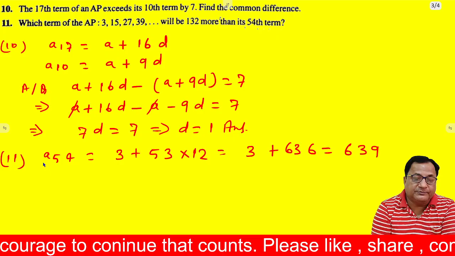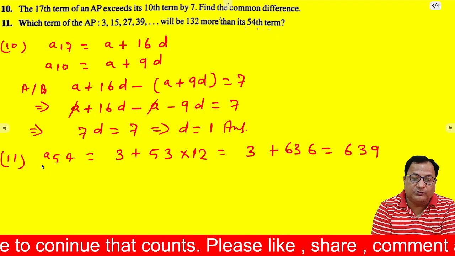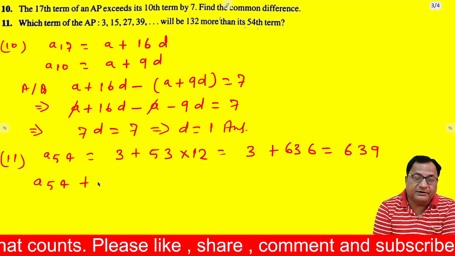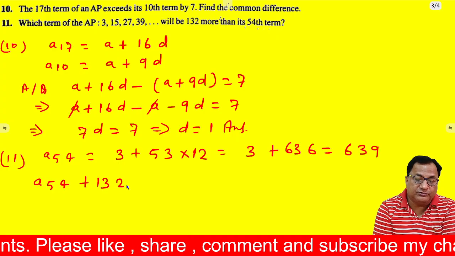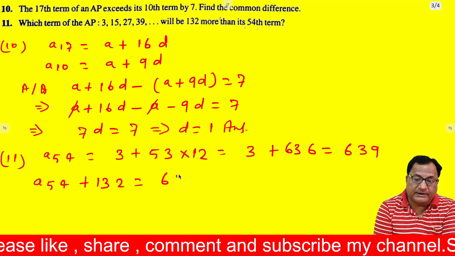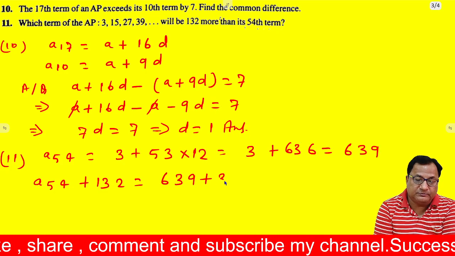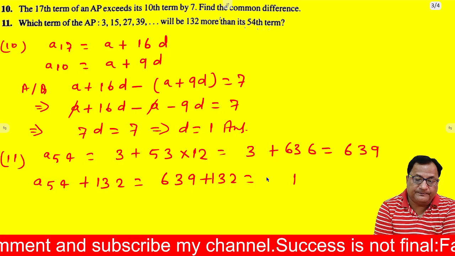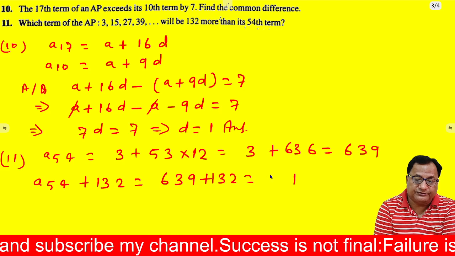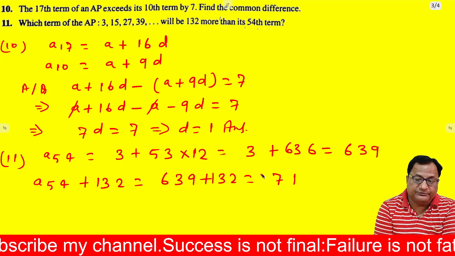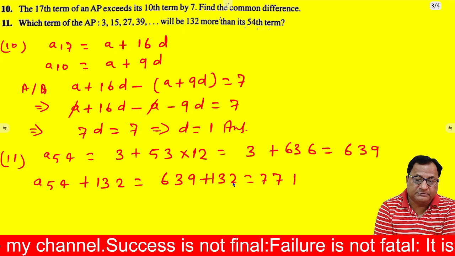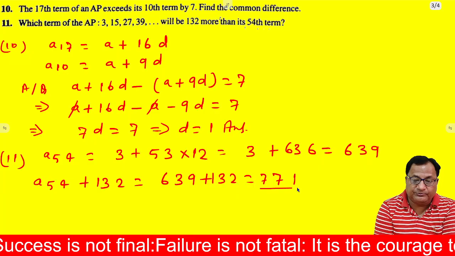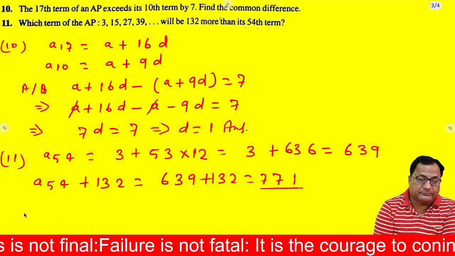So which term of it will be 132 more than the 54th term? So A54 plus 132 equal to, we will add this 132, equal to 639 plus 132, which is 771. So now we have to find which term this is, 771.